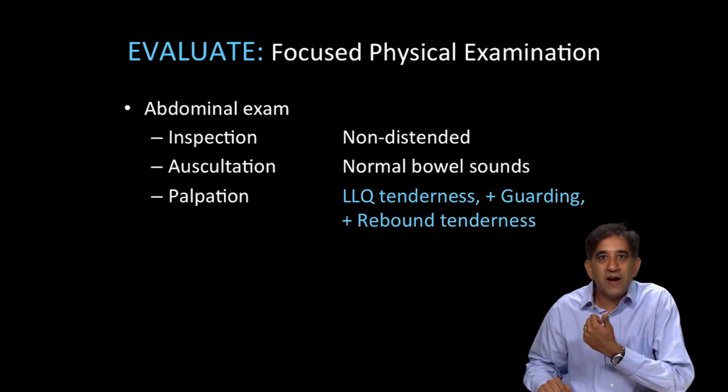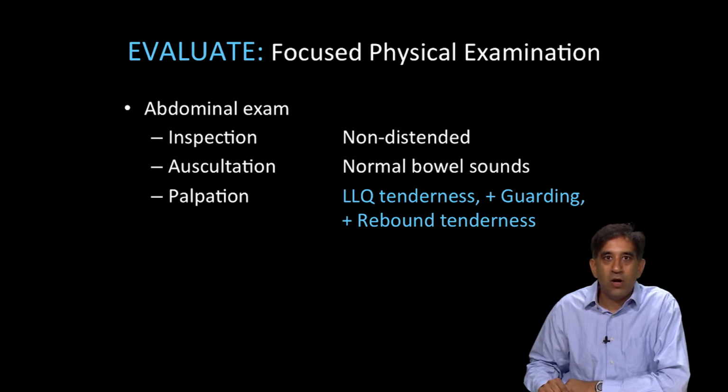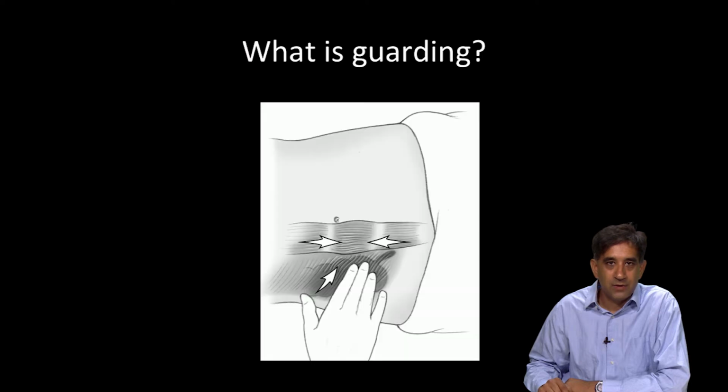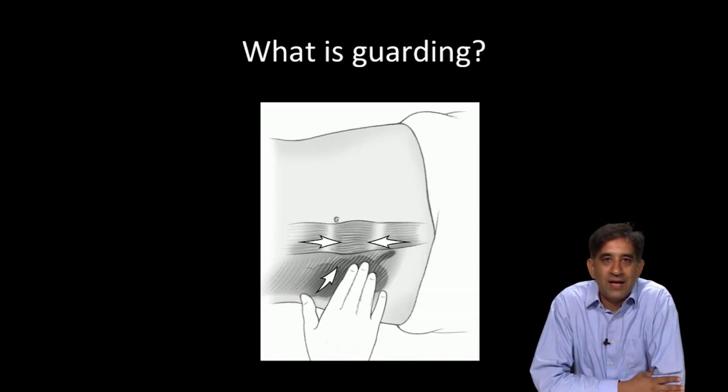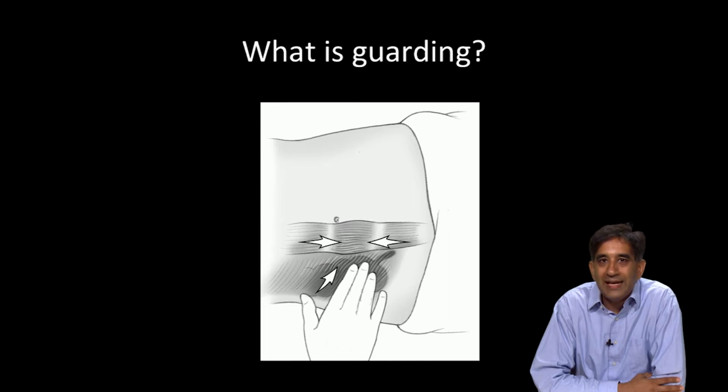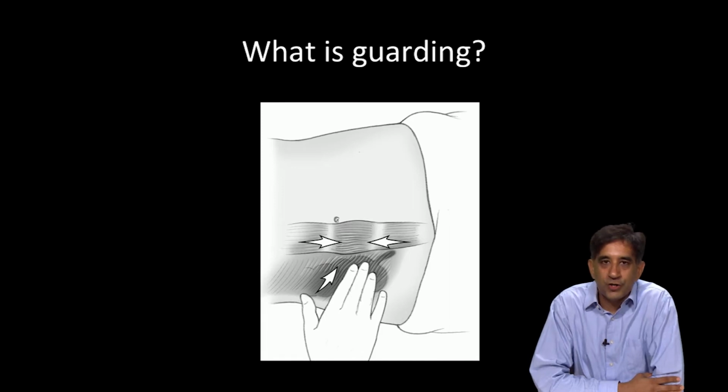So the significant findings on her physical exam are left lower quadrant tenderness, guarding, and again, rebound tenderness. Which begs the question, what is guarding? So as we look at this diagram here of a doctor palpating the abdomen of a patient, guarding occurs when you palpate someone's abdomen and their abdominal musculature contracts in response to that palpation.